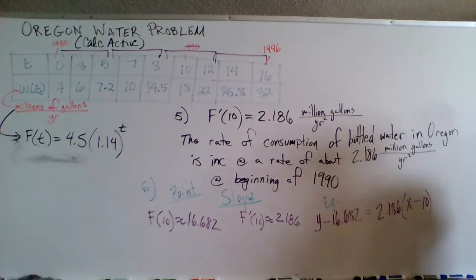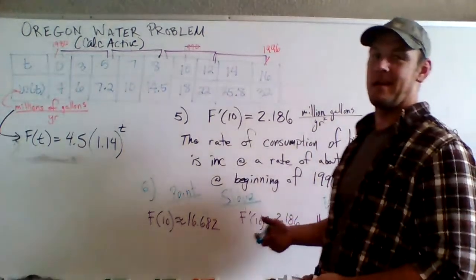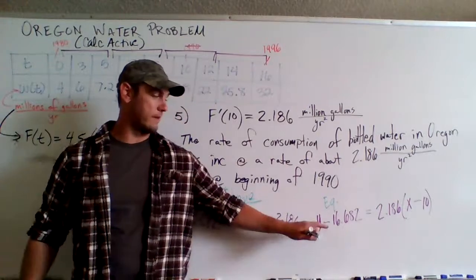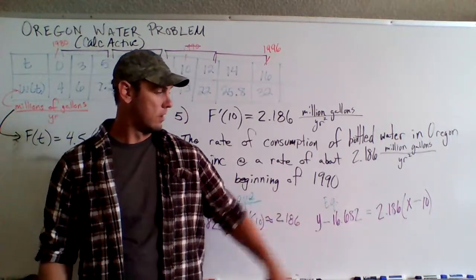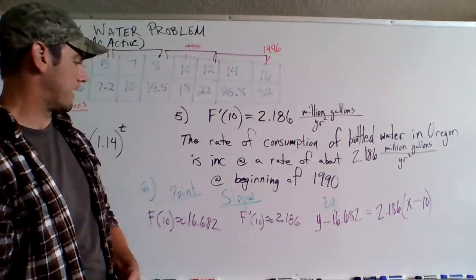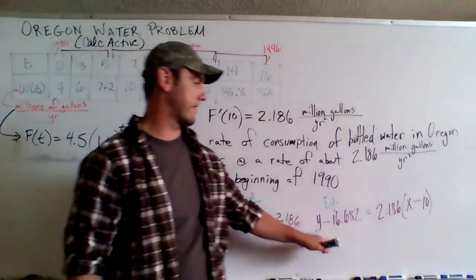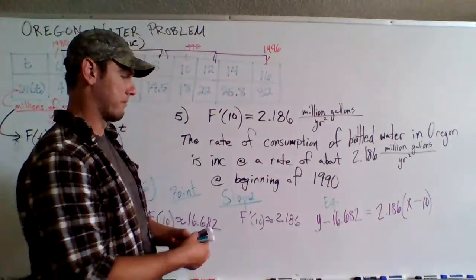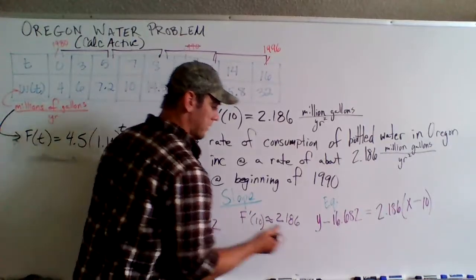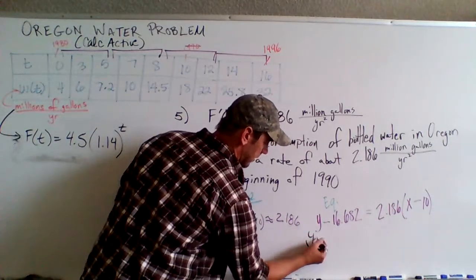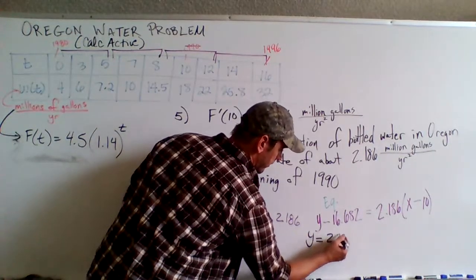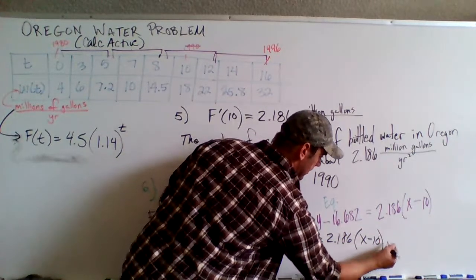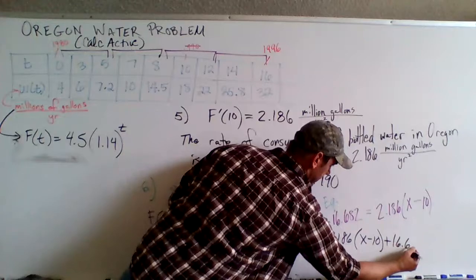Now we're going to have to approximate f at 11 using this equation. Normally I would just leave it like this, but if I need to find what f of 11 is, I'm just going to add 16.682 over. I'm not going to distribute this. So my equation is really going to look more like y equals 2.186 times x minus 10 plus 16.682.